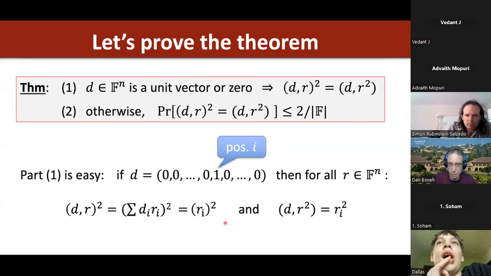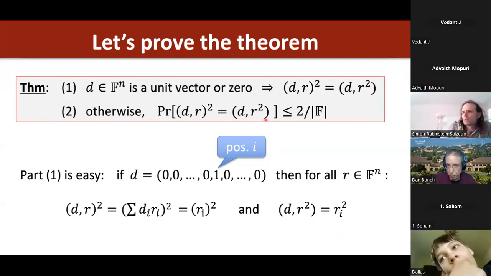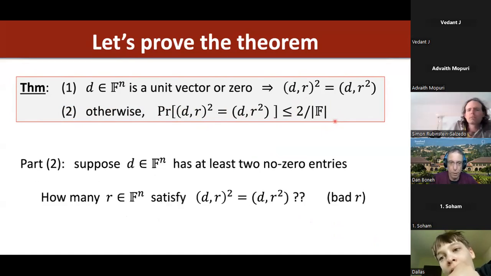Okay, so part one is actually quite easy. Part two is the more interesting one. The reason part two is important is because we want to say that if D is not a unit vector, then the servers will reject that D. So this equality will hold with very low probability, so the servers will reject it with very high probability. Okay, and so let's see why that's true.